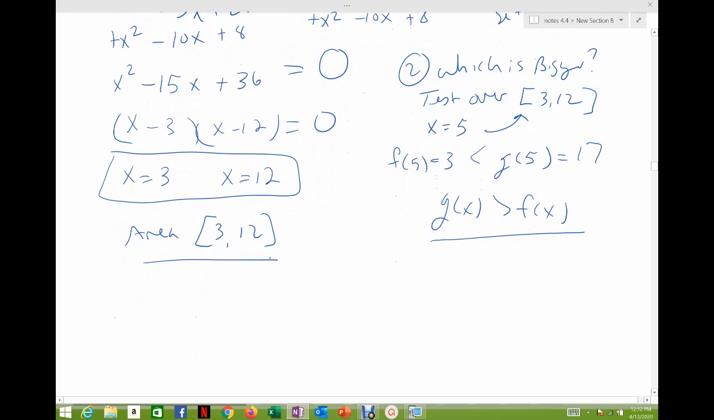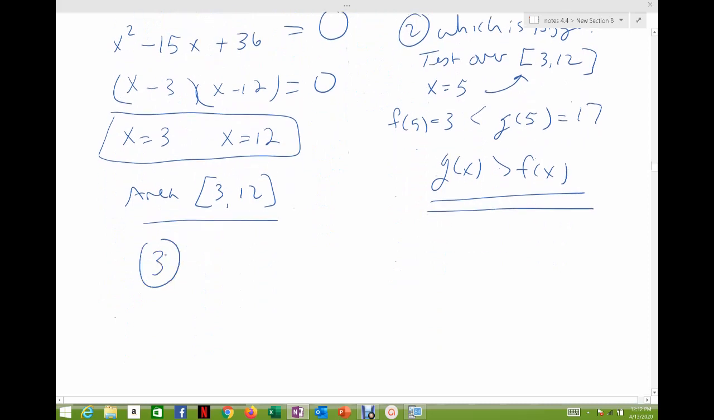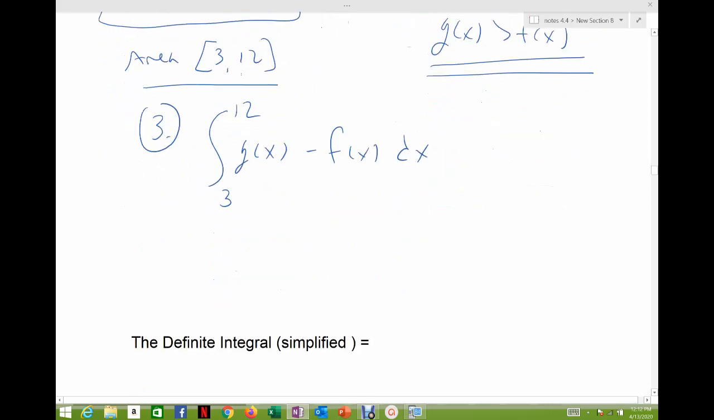Alright, area is from 3 to 12. I know that g of x is bigger than f of x, and so I'm ready to set up my problem. So step 3, I'm going to integrate from 3 to 12. I'm going to take g of x and subtract away f of x in order to find my area.